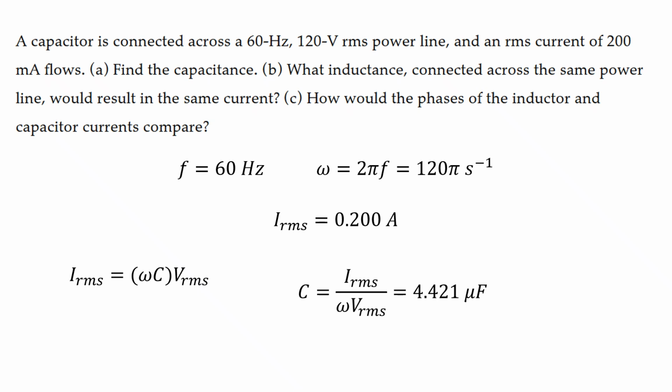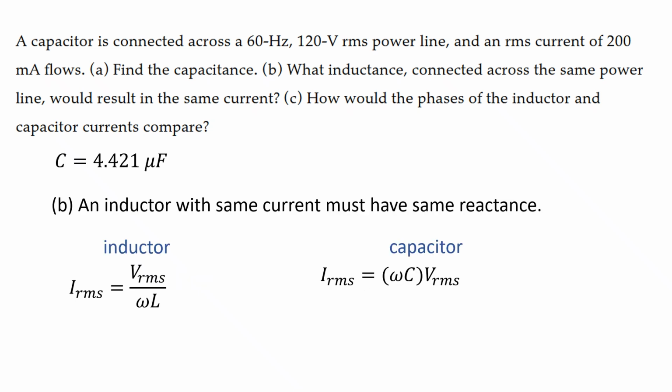And so we can solve for the capacitance. It's RMS current over omega times RMS voltage. Plug in those numbers, you get 4.421 microfarads. So that is the answer to question A, 4.421 microfarads.